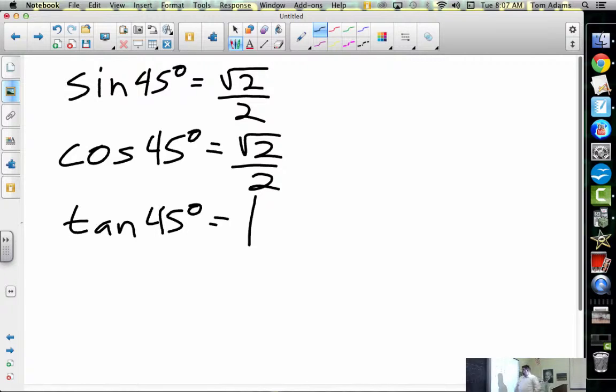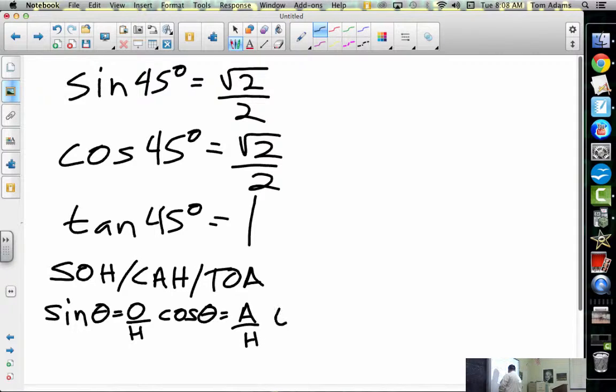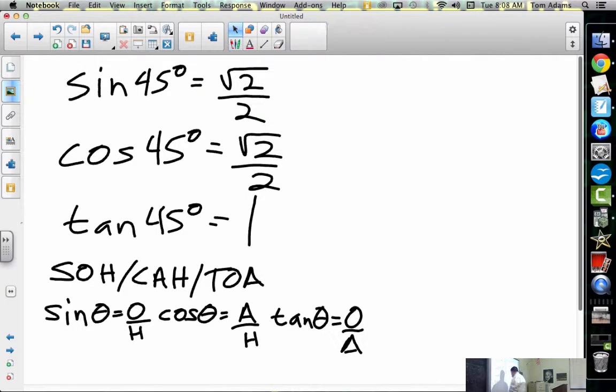So, SOHCAHTOA. Sine of theta is equal to the opposite over the hypotenuse. Cosine of theta is equal to the adjacent over the hypotenuse. And tangent is equal to the opposite over the adjacent.